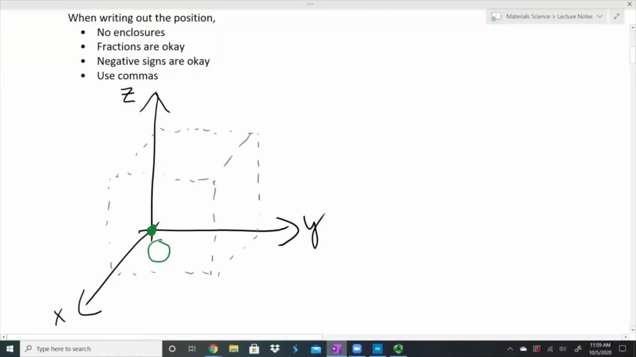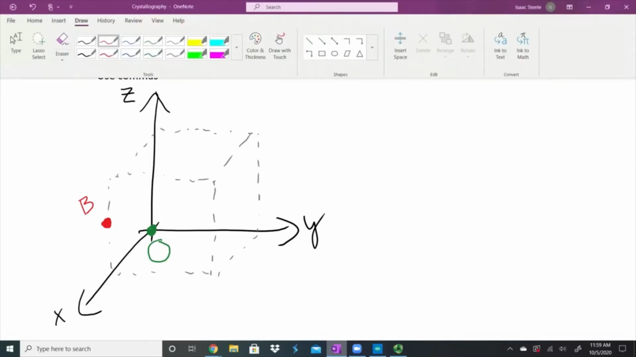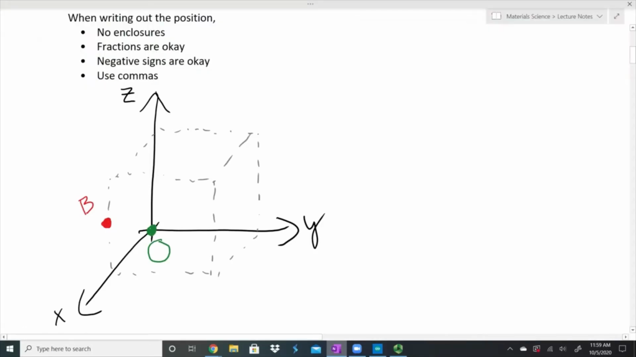I'm going to put a red point right here, and this is meant to be on this dotted line, so it's going to be on this edge. And I'm going to call this point B. And just so we have a second one so that we can do this more than once, I'm going to put another one right here on this corner. And I'm going to call that point A.